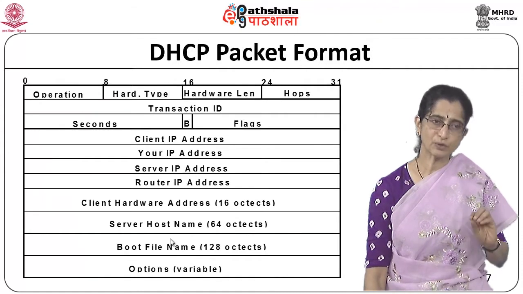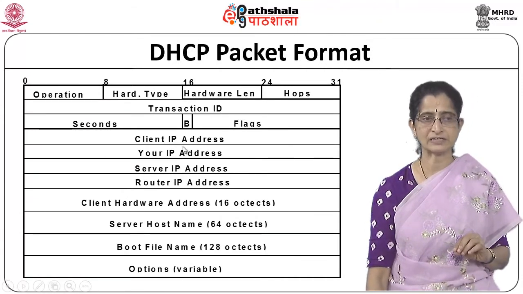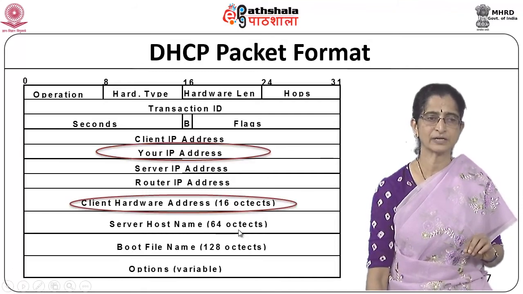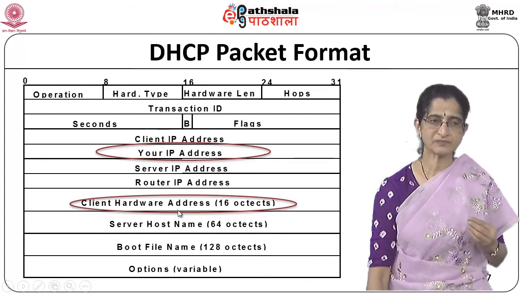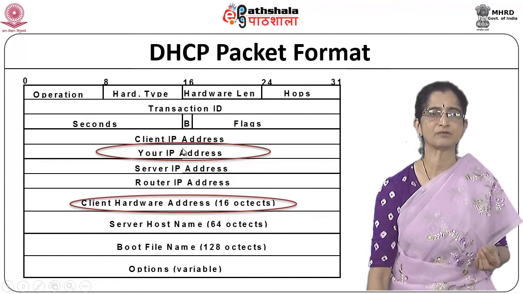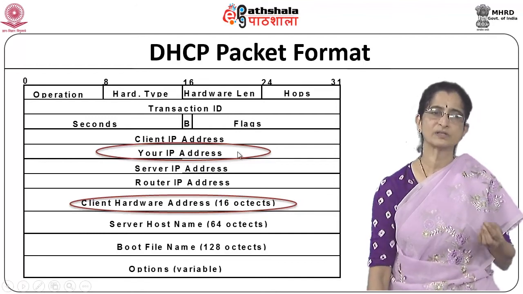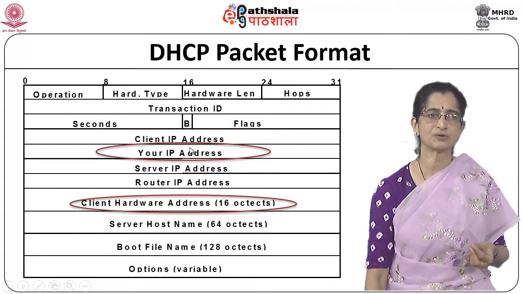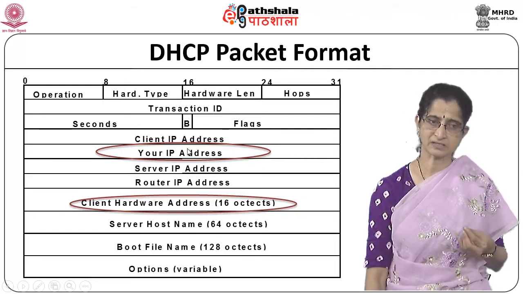If you look at the DHCP packet format, you will see that there are a number of fields, but the ones we are normally concerned with are these two: what is your IP address and what is the client hardware address. You specify what your hardware address is, and to that you have to be assigned your IP address. So when a request is sent, the IP address is not specified. When the server sends a response message with an ACK, you will find that the IP address is filled in by the server and sent.